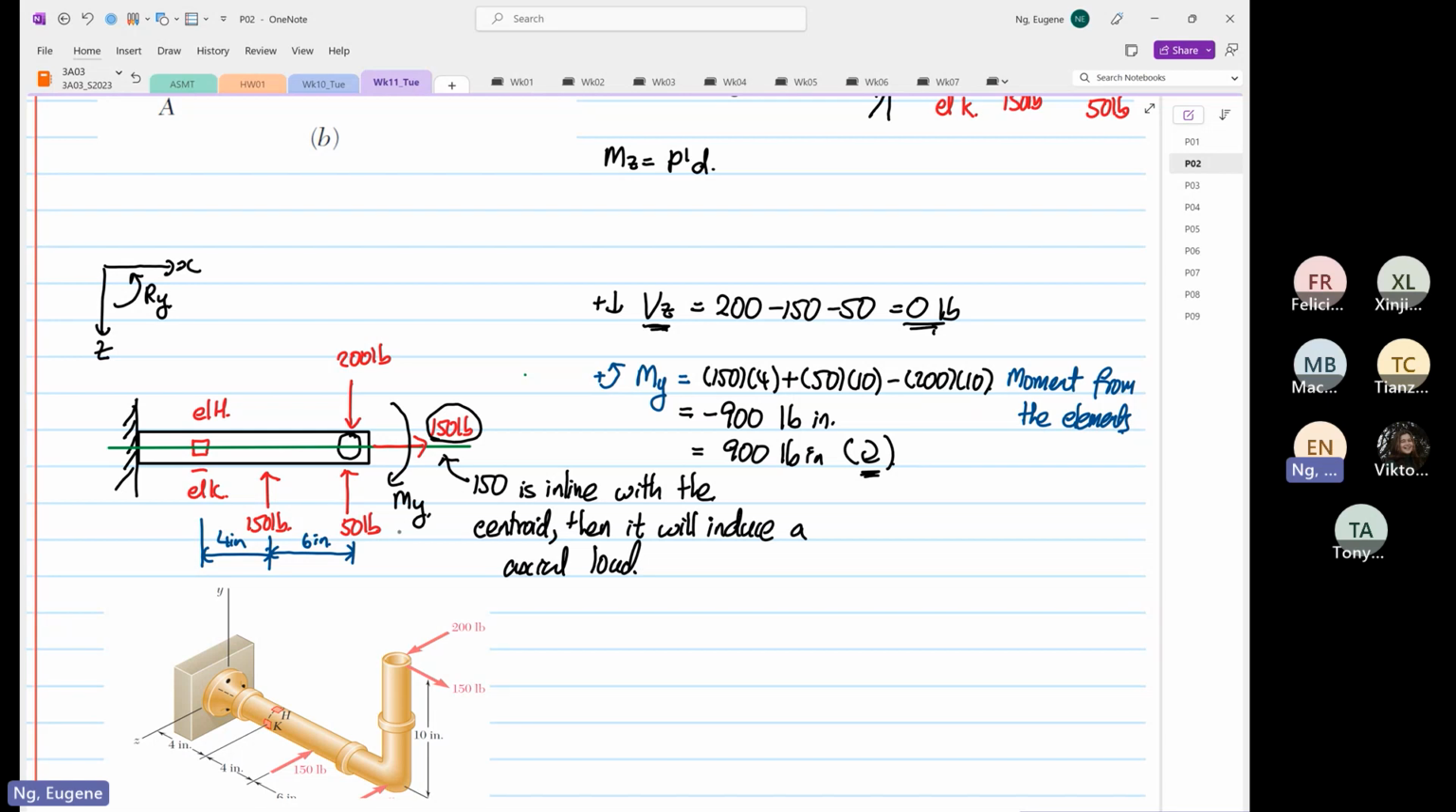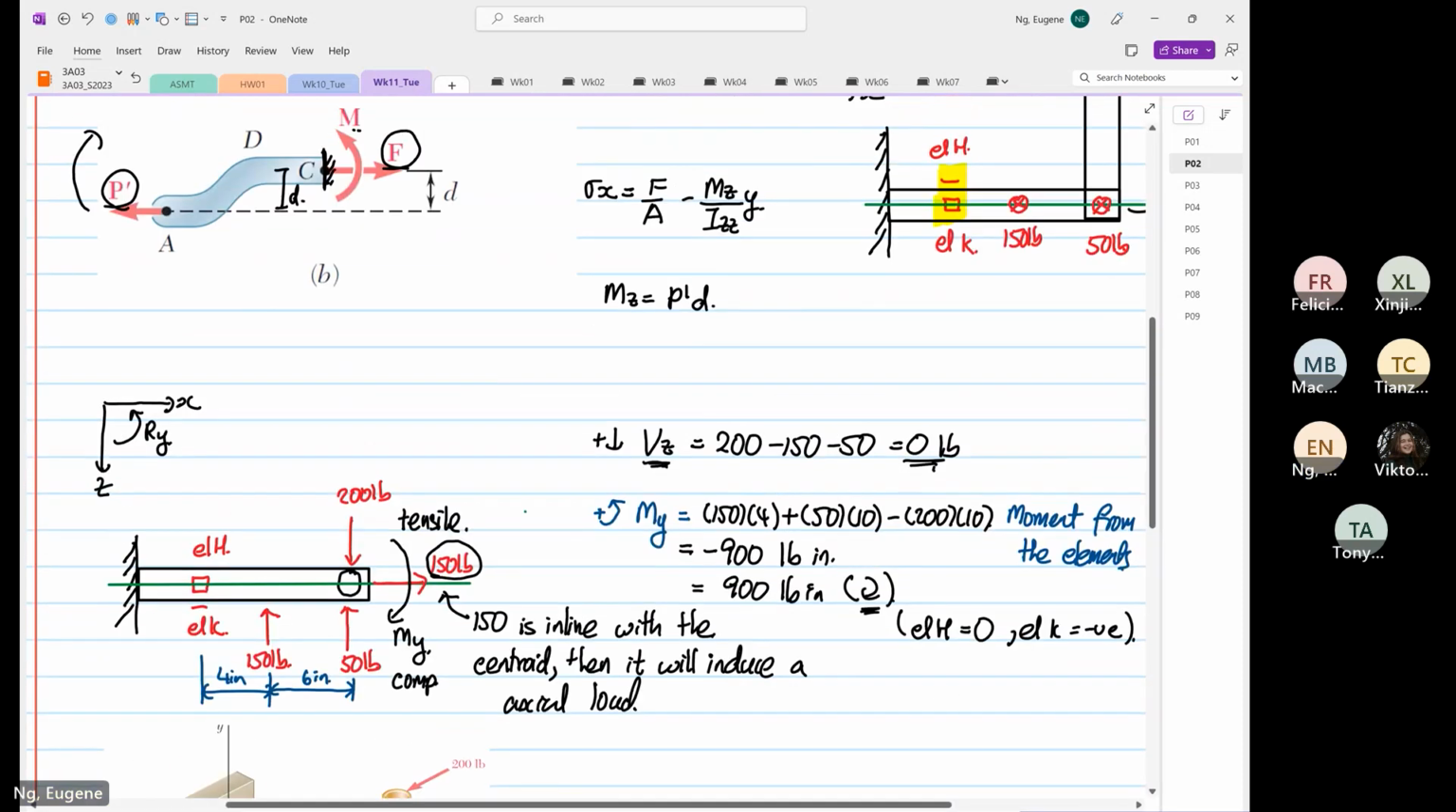So we know the head of the moment vector is compression. The tail end is what? Tension. Okay. So from here, we can say element H is equal to 0 for the moment, and then element K is going to be negative, because it's in compression, right?